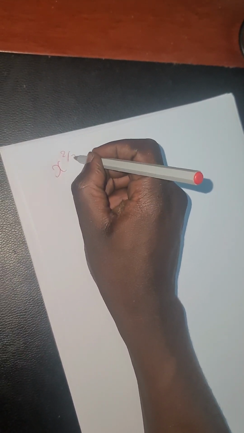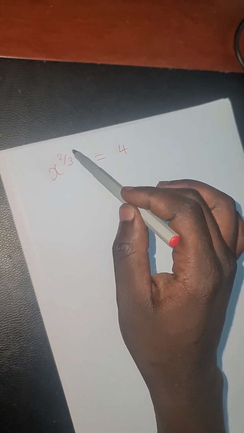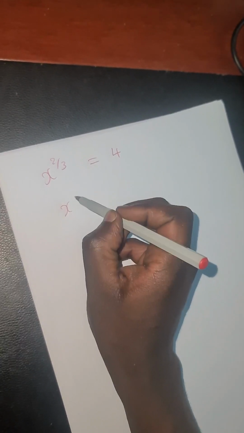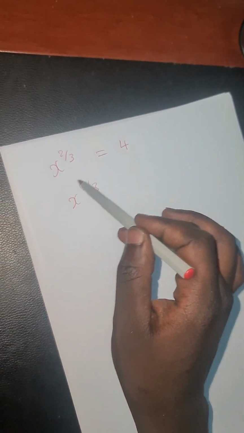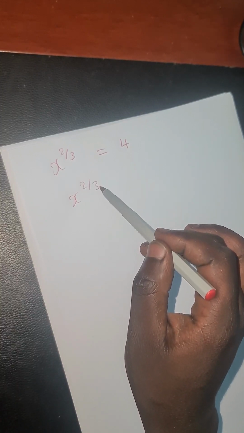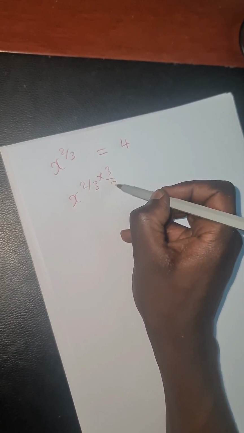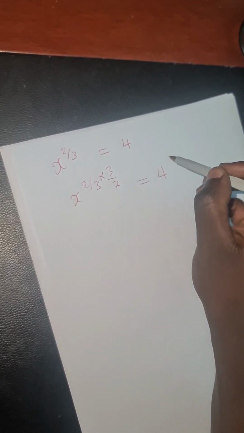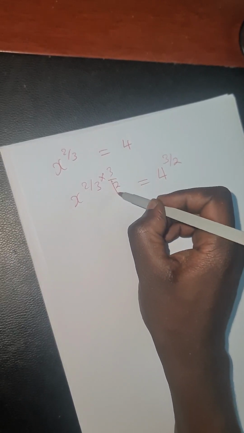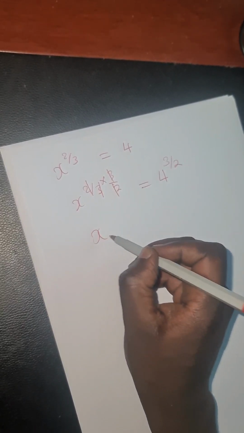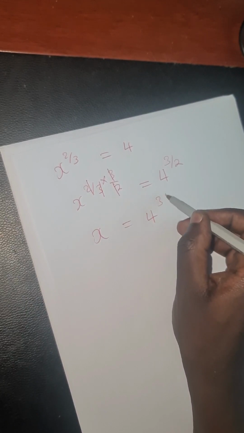Let's do something else. x to the power 2 over 3 is equal to 4. Let's work something like that. I said the idea is to make this power of x 1, so we just have to multiply by the inverse of this power, the reciprocal. That's going to be 3 over 2. Remember that if you multiply by 3 over 2 there, you also multiply by 3 over 2 here, and then you cancel these ones. It's going to be x is equal to 4 to the power 3 over 2.